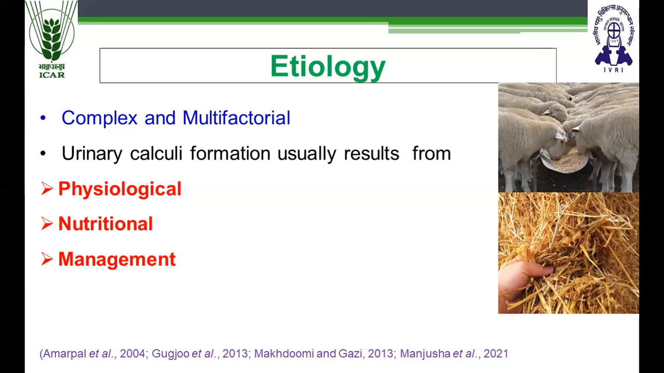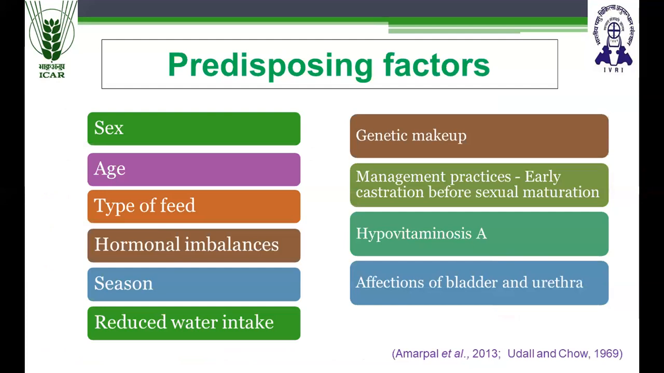So, what are the predisposing factors for obstructive urolithiasis? Sex. Most of the cases are reported in male, especially uncastrated male goats. And age. Young male animals are reported. Young male caprines are more susceptible to urolithiasis. Why? Because they are weaned at a young age, fed a high concentrate diet, and they are castrated.